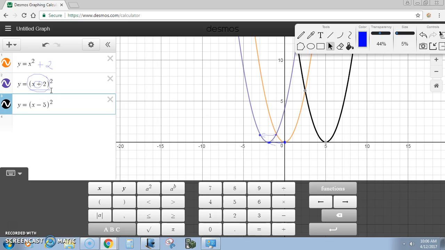Okay, so you can see that black line over there. I've moved my whole parabola to the right 5. And now I want to move it up 3. So if I just add a plus 3, look at that.